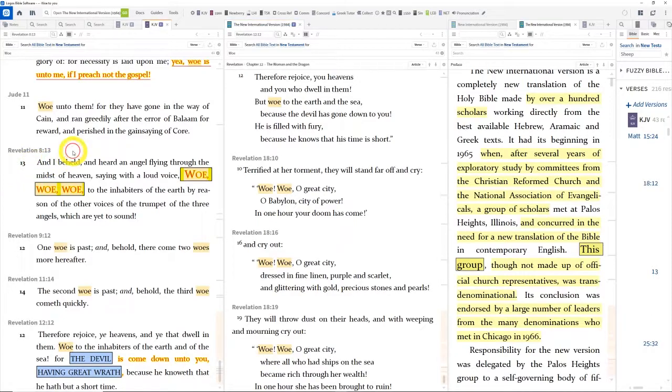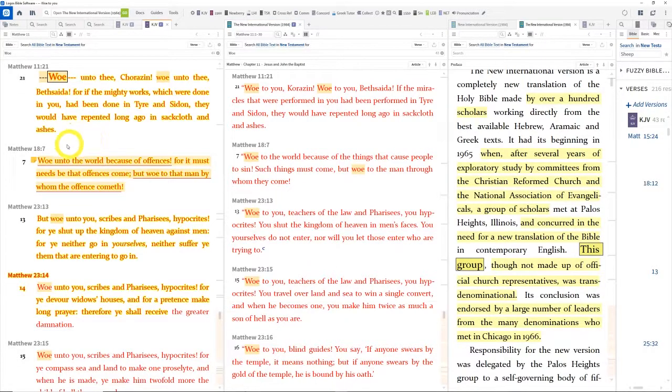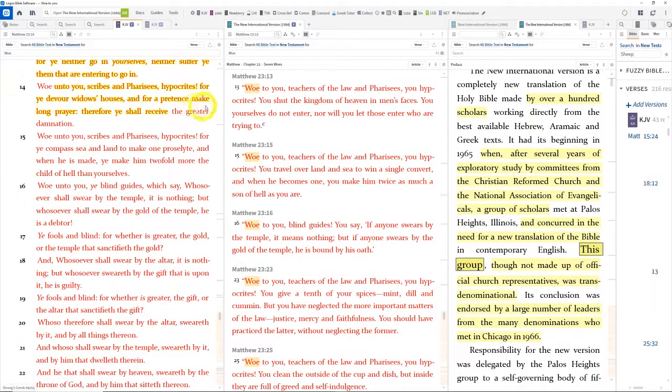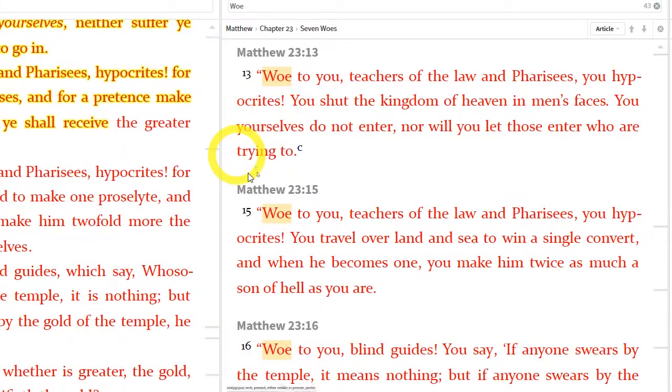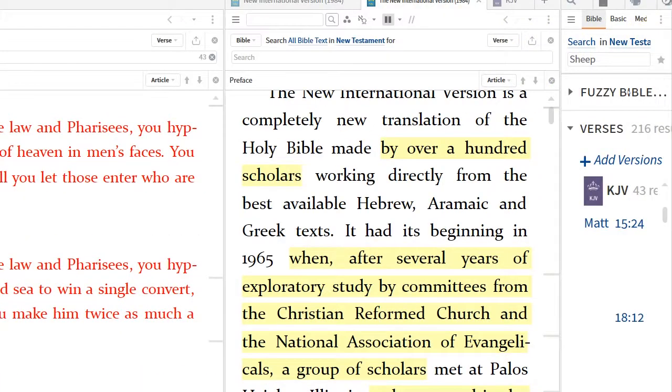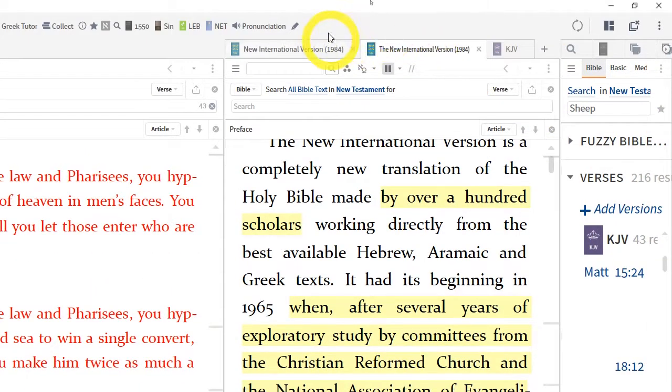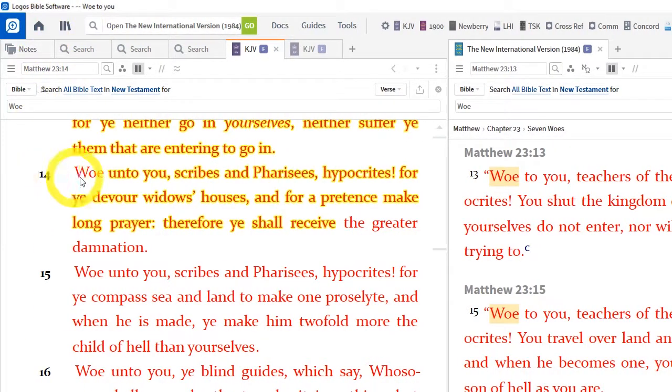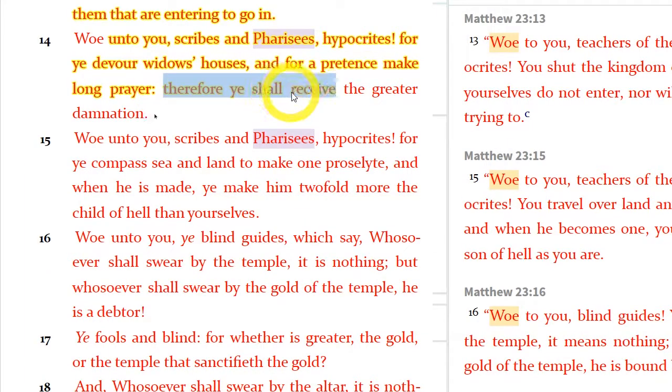Now, which one is it missing? This is the key. The reason why I was noticing that it was missing the 14th verse here. So right here, 14th verse, you don't see it over here. It goes from 13 to 14, and we didn't know what it was, so we went and read it in the King James Version. What does it say? It says, "Woe unto you, scribes and Pharisees, hypocrites, for you devour widows' houses, and for a pretense make long prayers. Therefore you shall receive the greater damnation." You shall receive the greater damnation.